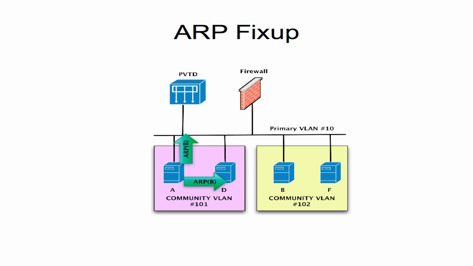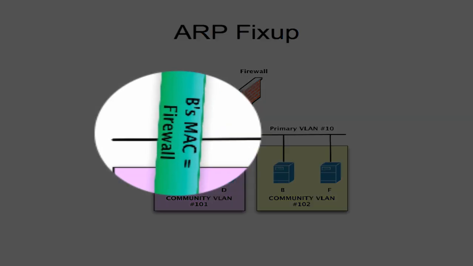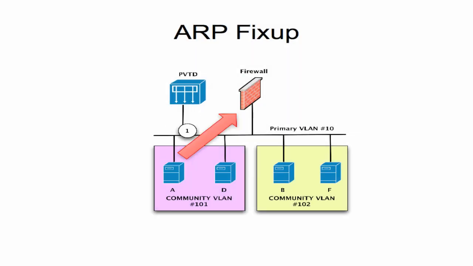Using an ARP, host A is looking for host B. Since PVTD is connected to the private VLAN network, it will receive the ARP request. PVTD will then kick in the ARP fixup, which sends an ARP reply to host A telling it to use the firewall's MAC address to communicate with host B. Now, host A sends the traffic directly to the firewall without any manual configuration required. Based on firewall policy, the firewall will or will not forward the packet to host B.